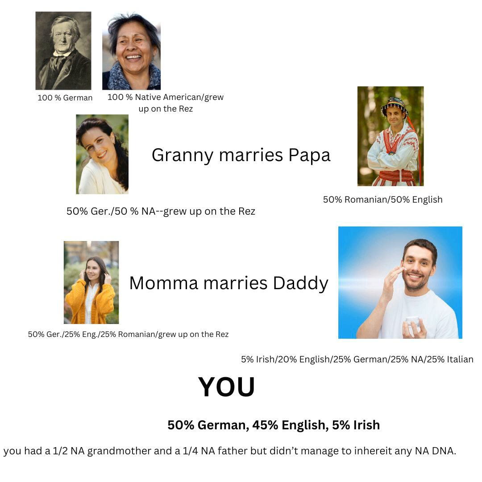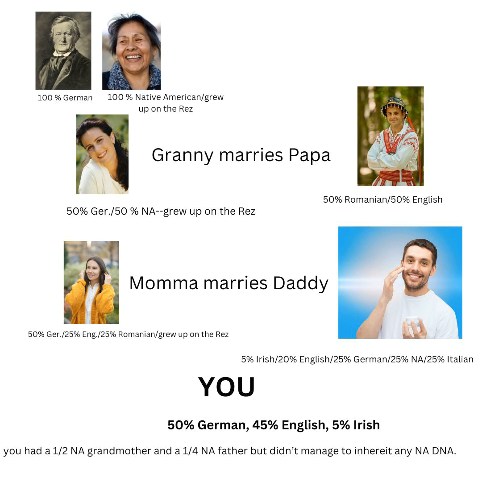But then granny marries Papa. Papa is 50% Romanian and 50% English. And then they have your mama. Now, her mom, your granny, gives her 50% of her German DNA. And then from Papa, she gets 25% English and 25% Romanian. Yikes! She's growing up on the reservation like her mom and her grandmother, but she has absolutely no Native American DNA showing up on her autosomal test.